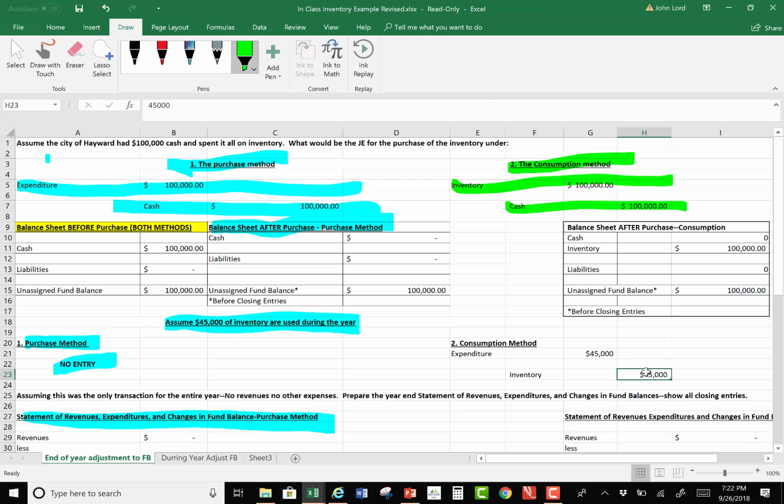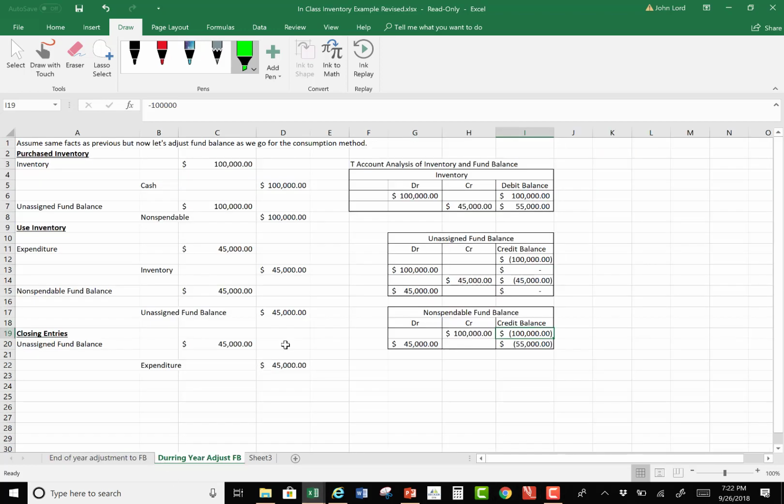That's what you would do if you used up inventory under full accrual accounting, wouldn't you? Credit the inventory, at least under the perpetual method, I should say. Okay, and so when we look at the adjustments made during the year as we use inventory, same entry, guys, I just showed you: debit expenditure, credit inventory. When I credit inventory, is it showing 55,000? That's what it's supposed to show, isn't it? 55,000, that's what's left. I had 100,000, I used 45. When I credit the inventory account for 45, it comes to 55,000, doesn't it?